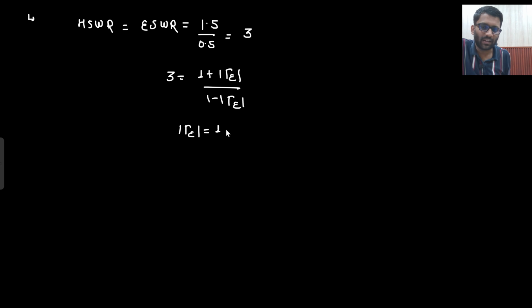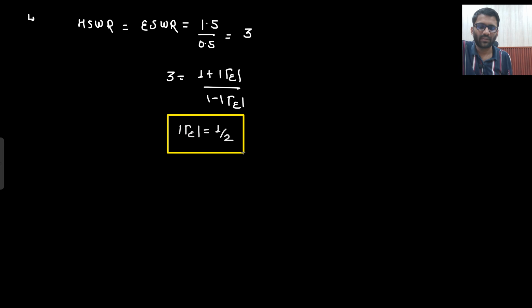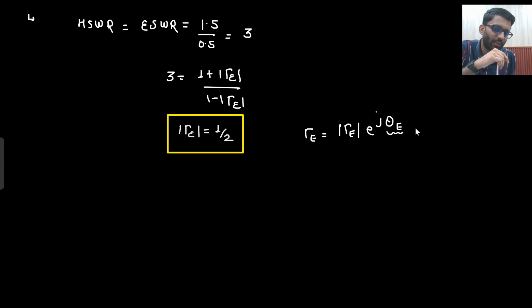So Γe from here, if you solve it, 1/2 is coming. This is simple mathematics. The mod of Γe is 1/2. But this is the magnitude. Γe is actually mod of Γe times e^(jθ). So you are not sure about this angle now, and that angle you need to calculate. Why do you need to calculate that angle?